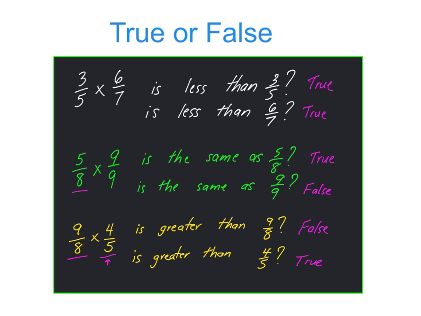So again, you just have to be very careful with these. You have to think these through. You might even need to work them out to determine if it's making your answer bigger or smaller. But remember, if you multiply by a fraction less than 1, it will make your answer smaller. If you multiply a number or fraction by 1, it keeps it the same. And if you multiply any number by a number larger than 1, it will make your answer bigger.